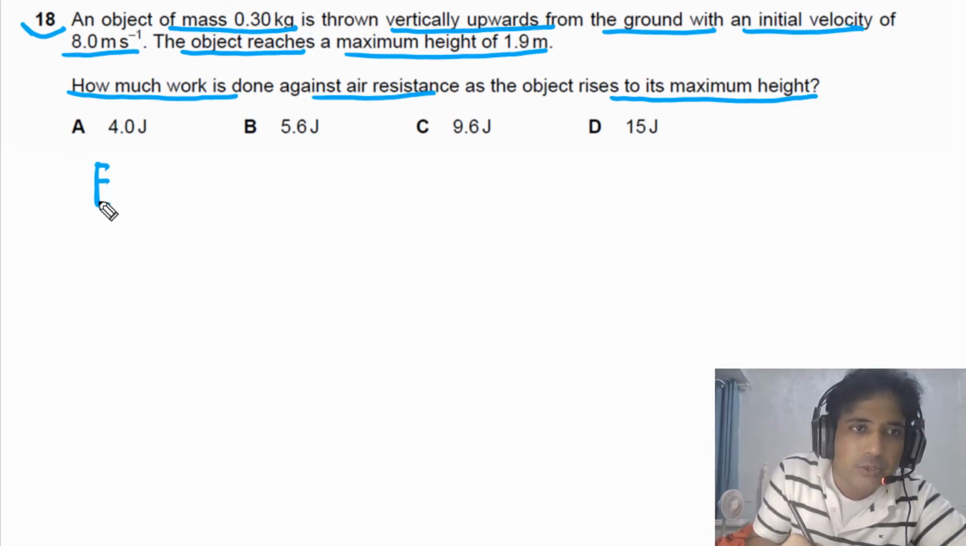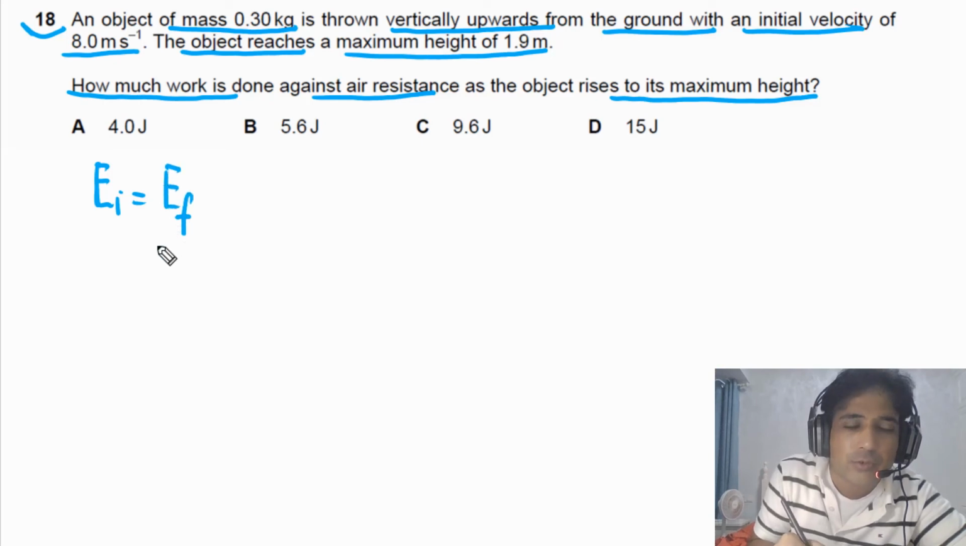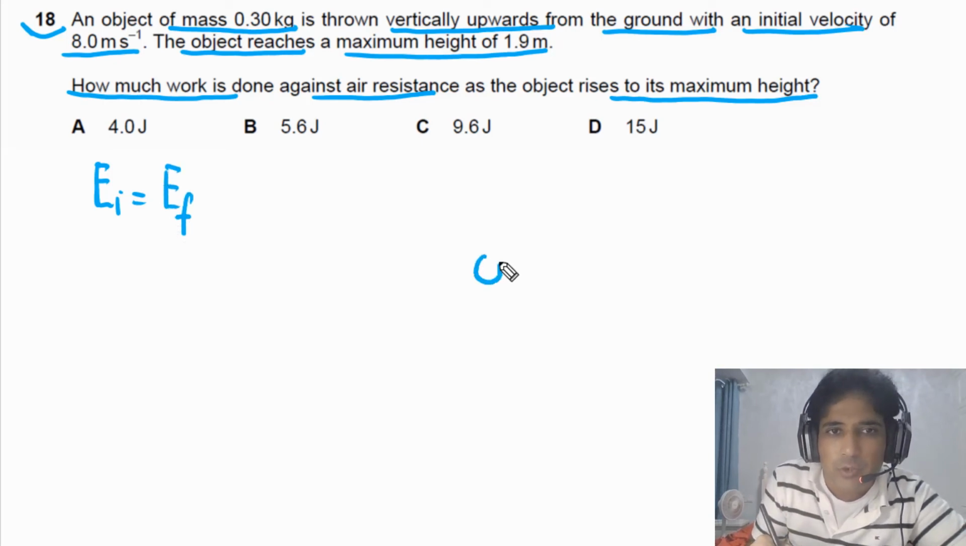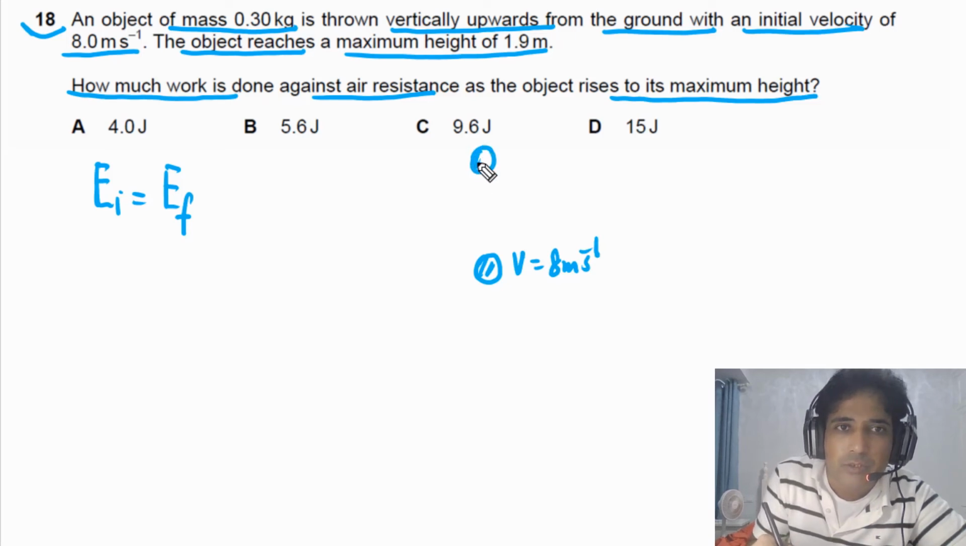Means the initial energy has to be equal to final energy. Conservation of energy. Now if you look at this object, initially this object has speed that is equal to 8.0 meters per second and object will reach its maximum height. At this point, speed of the object will be 0. So when this object is moving up, object is gaining gravitational potential energy and object is losing kinetic energy, and object is also doing work against friction.